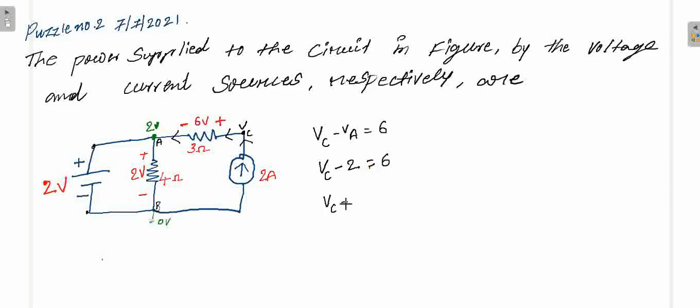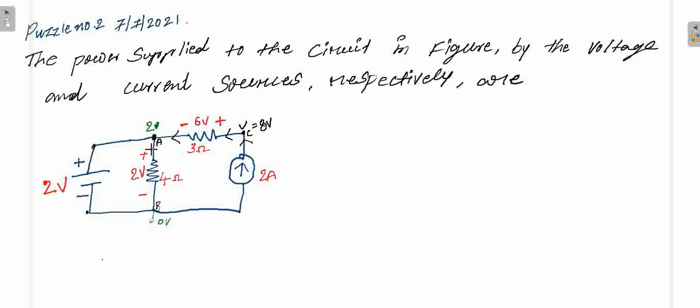So it means that at this point, what is the potential? 8 volts. So at this point we are having 8 volts. Now 2 ampere current is flowing through this 3 ohms branch and it is reached to this node. Then here you are having 2 volts drop and 4 ohms resistance. Then what will be the current in this branch?